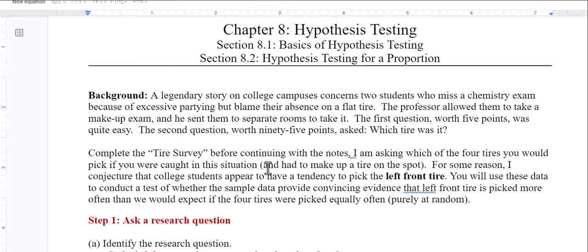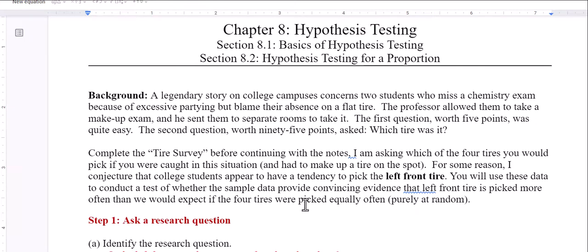I asked you to complete the tire survey, so hopefully you have already done that before continuing to these notes, and so I can collect the data. So later on, I'll show you the data, and I did combine it with my other stat classes so that we have a larger sample. The question that I asked you is which tire will you pick if you were caught in that situation?